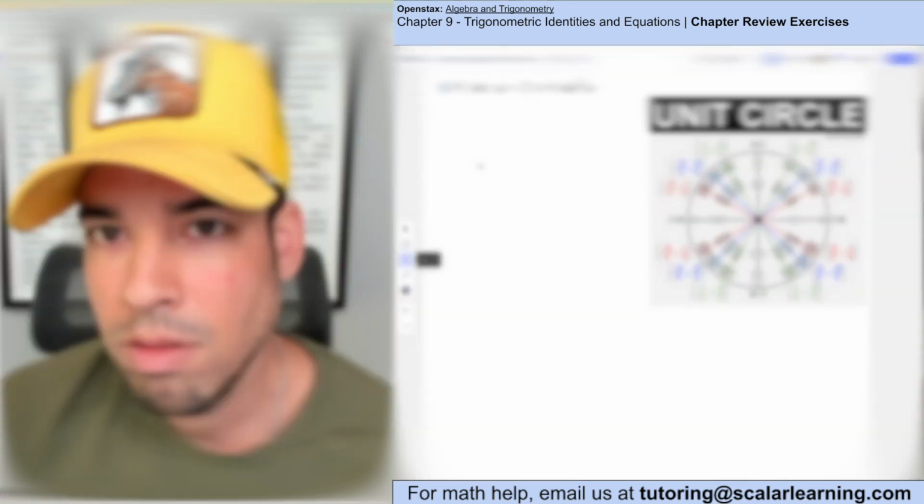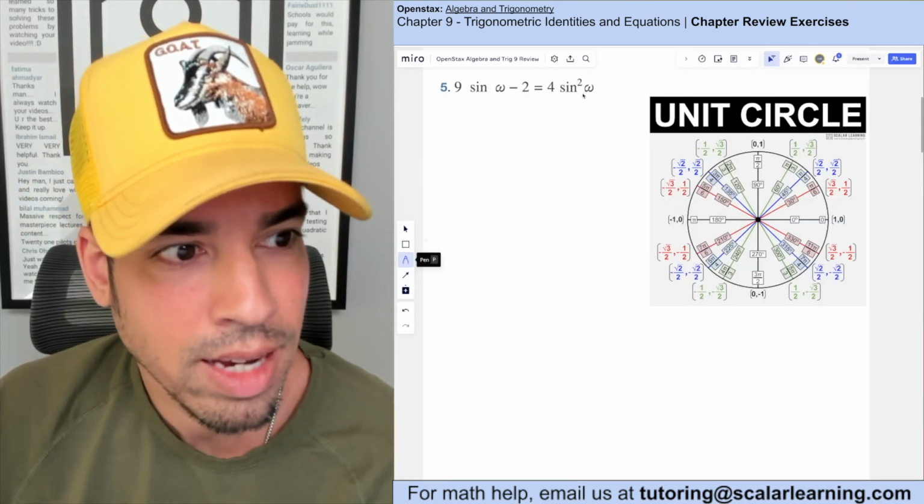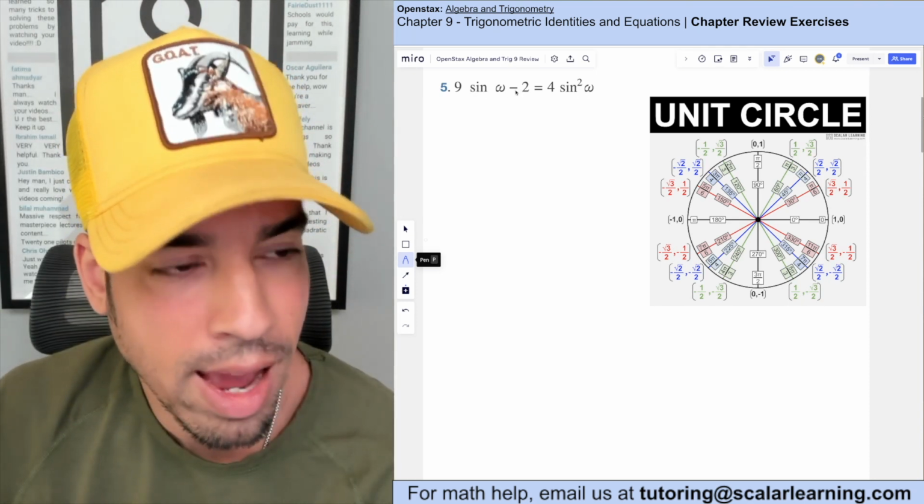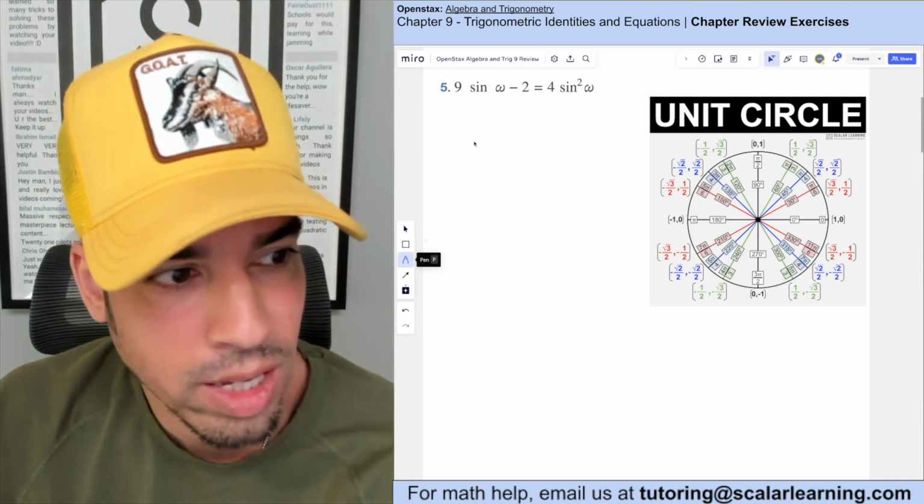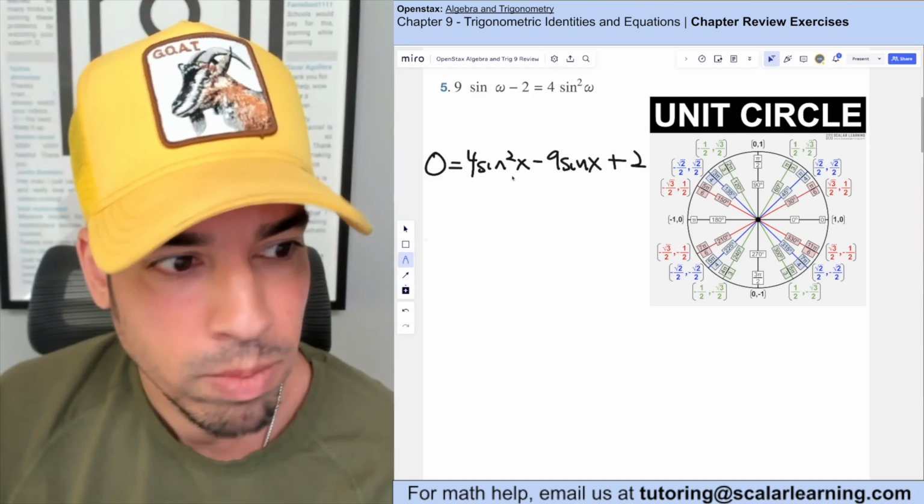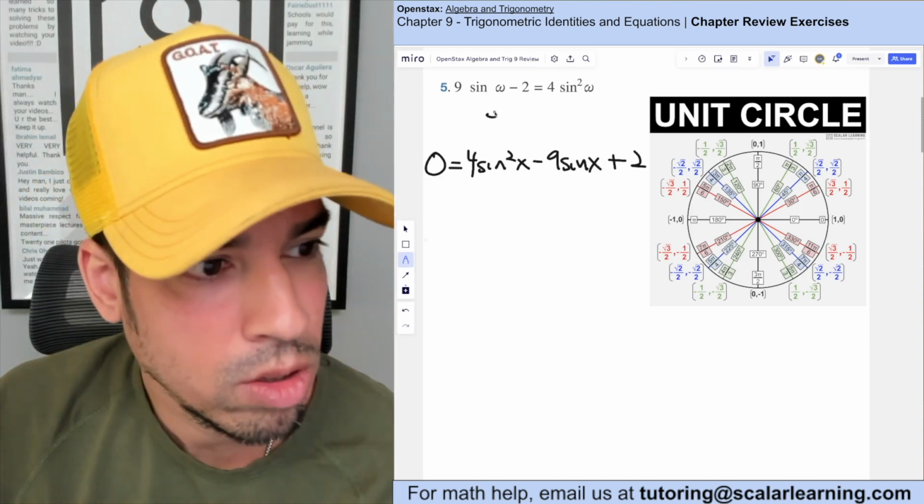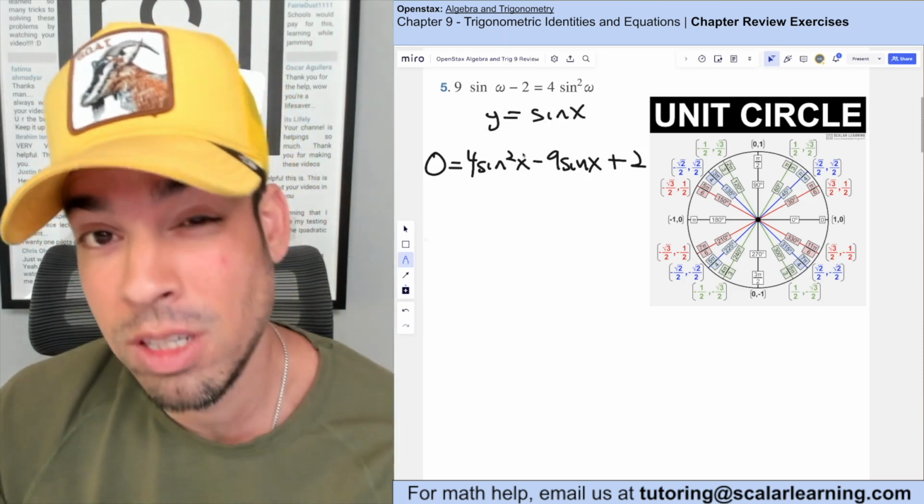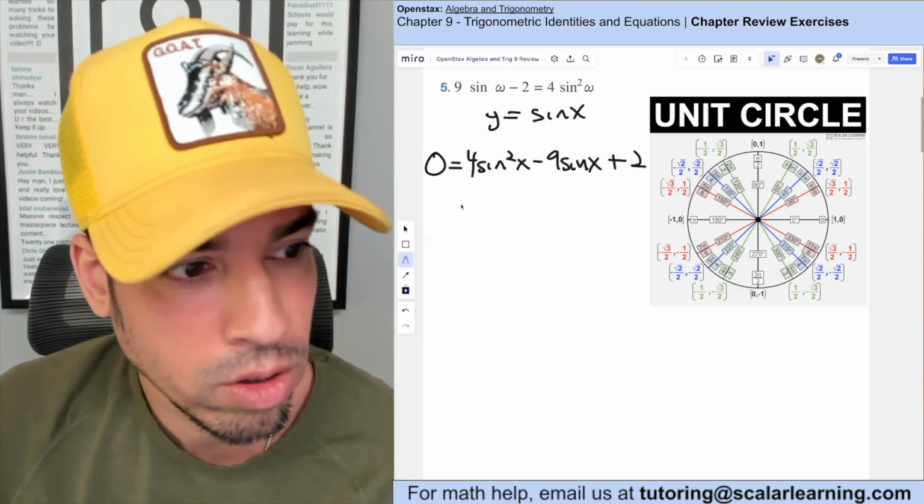Boom, done. For this one, I'm going to start by setting everything equal to 0. So I'm going to subtract 9 sine w and add 2. And I'm going to replace the w with x just because it's easier to write. Boom, there we go. Then what I'm going to do is I'm going to do a little substitution. This is optional, but I'm going to set y equal to sine of x. Just going to be easier for us to see whether or not this is factorable.